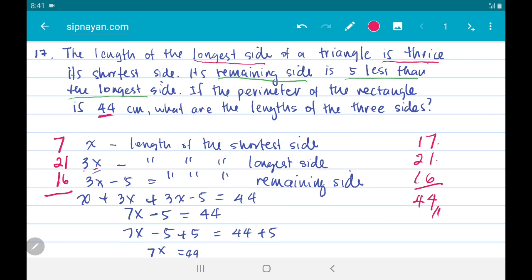Pero notice that pwede nating gawing number problem yan. Paano yan? The largest of the three numbers is 3 times the smallest, di ba? Tapos, the other number is 5 less than the largest. So, if the sum of the three numbers is 44, what are the three numbers? Okay, so nakita nyo yung pagkakapareho nila. Ibig sabihin, pinapakita lang dito na ang ibang mga sinusolve natin na mga problems ay actually sila ay number problems also. So, yung maraming age problem, number problems din actually. Very, very similar sila.